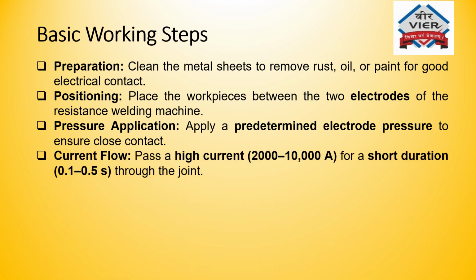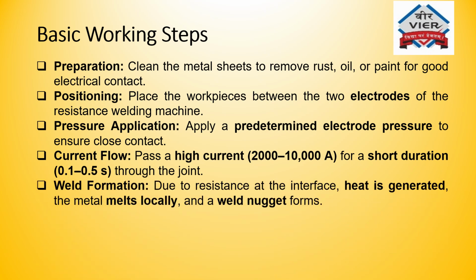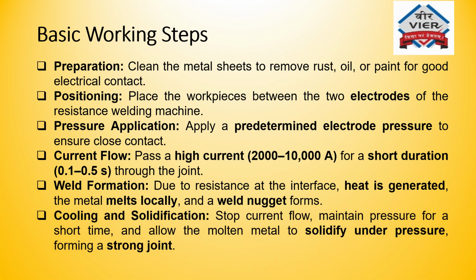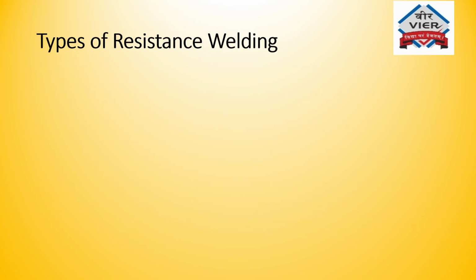Then pass a high current of 2000 to 10,000 ampere for a short duration, from 0.1 to 0.5 second, through the joint. Due to resistance at the interface, heat is generated, the metal melts locally and a weld nugget forms. Stop the current flow, maintain pressure for a short time and allow the molten metal to solidify under pressure, forming a strong joint.